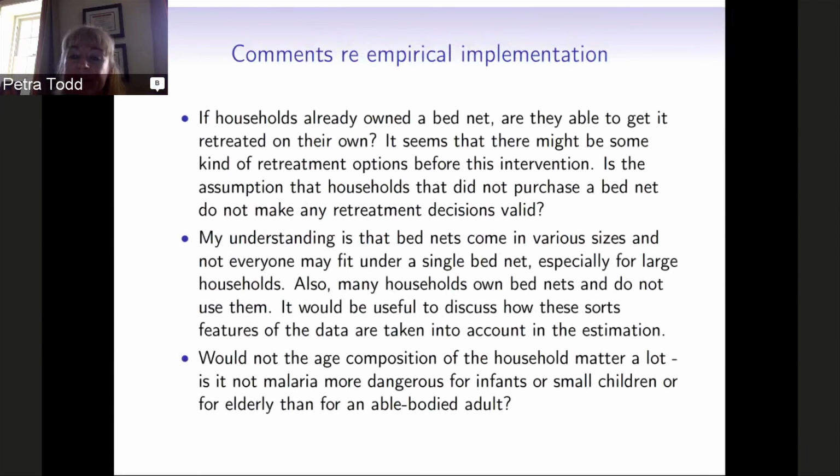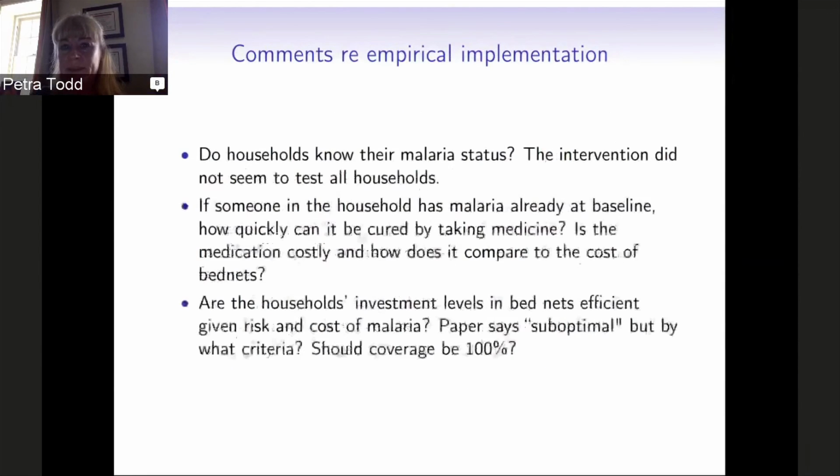Maybe if you had infants or older people, it's very dangerous for them to get malaria, so something about the actual demographics. It wasn't clear to me if households actually know their malaria status, because the models seem to assume that they did. And there seemed to be some effort to test them, but it looked like only a subsample were tested. So I wasn't sure whether the households were actually given information or whether it was easy for them to find out their own malaria status.